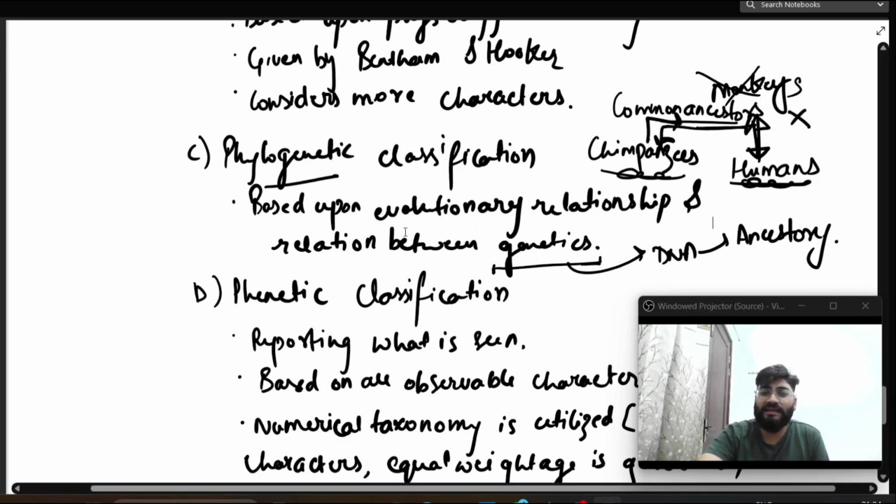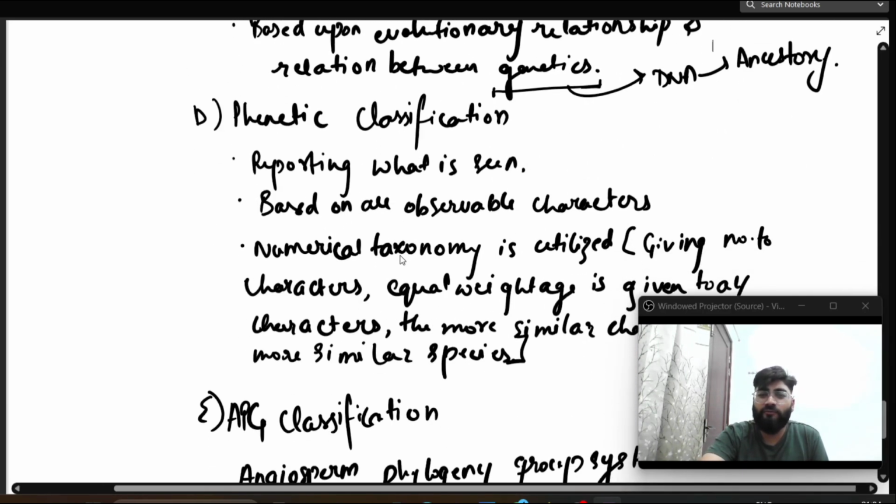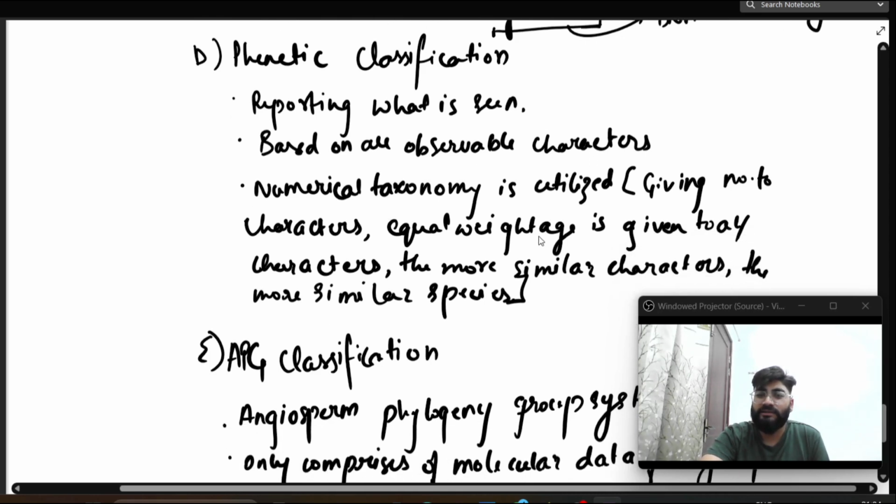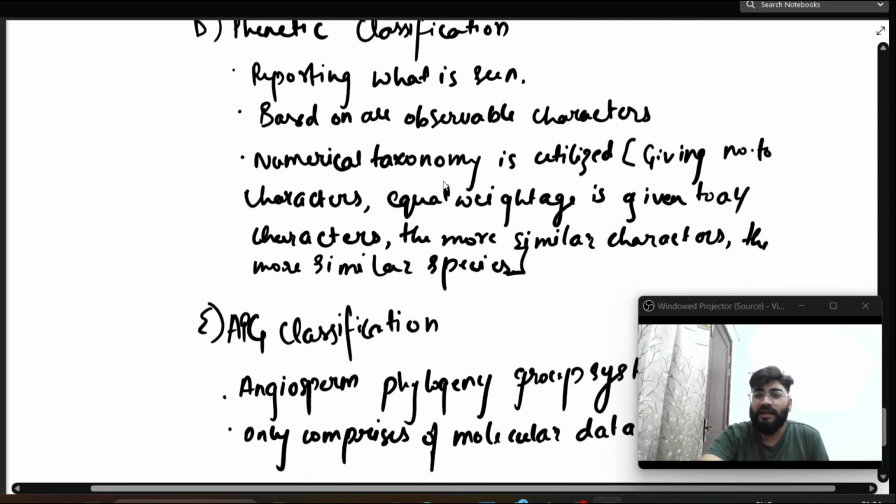Then we have phenetic classification, reporting what is seen. So what are the characters that you easily observe? Based on all observable characters, we utilize numerical taxonomy. What exactly is numerical taxonomy? It is a kind of taxonomy where we give a number to characters. Let's say we have 5 characters that are the same, and then we have 7 characters which are not the same. So we are going to give weightage to, let's say, equal characters.